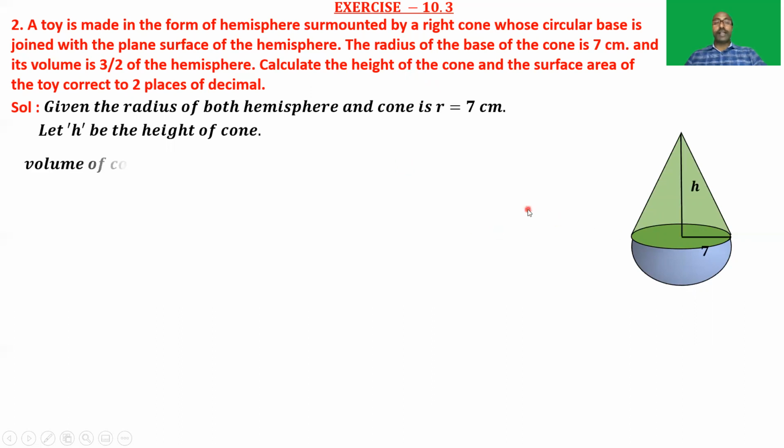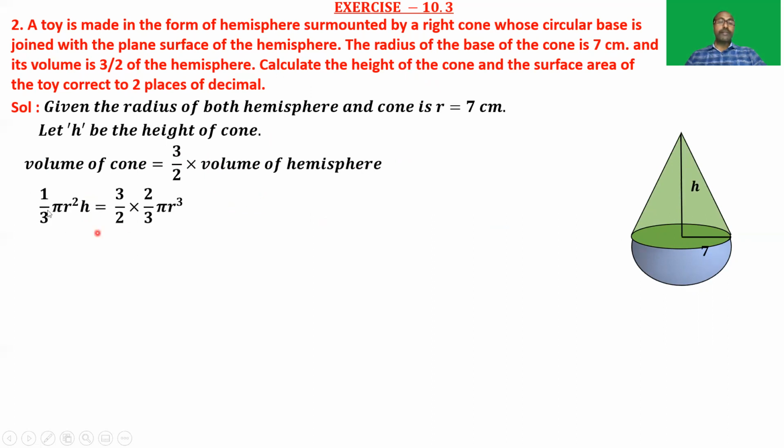Now it is given that volume of cone is 3 by 2 of volume of the hemisphere. So as we have volume of cone is 1 by 3 pi r square h and volume of hemisphere is 2 by 3 pi r cube, we get 1 by 3 pi r square h is equal to 3 by 2 into 2 by 3 pi r cube. So we can cancel 2 in both numerator and denominator as well as 3.